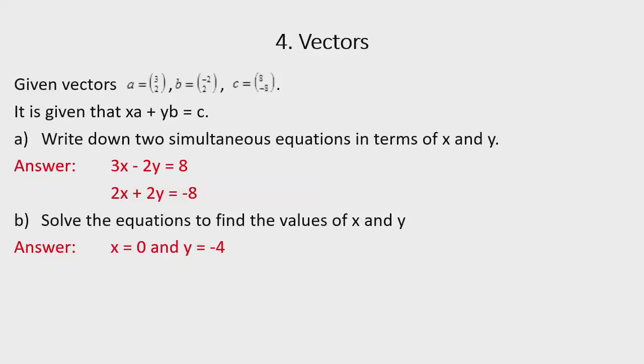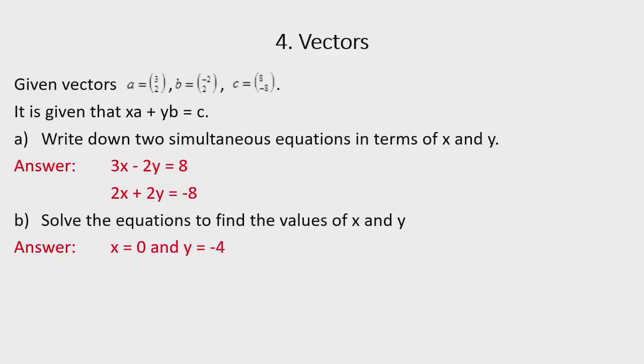It means X times the vector A, which is (3, 2), plus Y multiplied by the vector B, which is (-2, 2), gives you the vector C. So X times (3, 2) plus Y multiplied by (-2, 2) gives you C, and C is (8, -8).